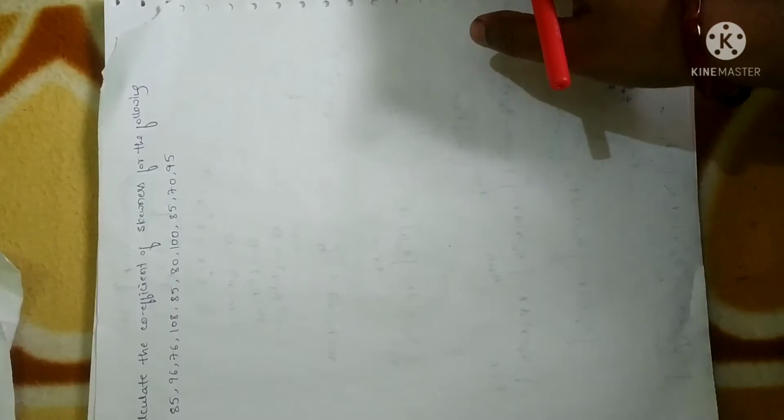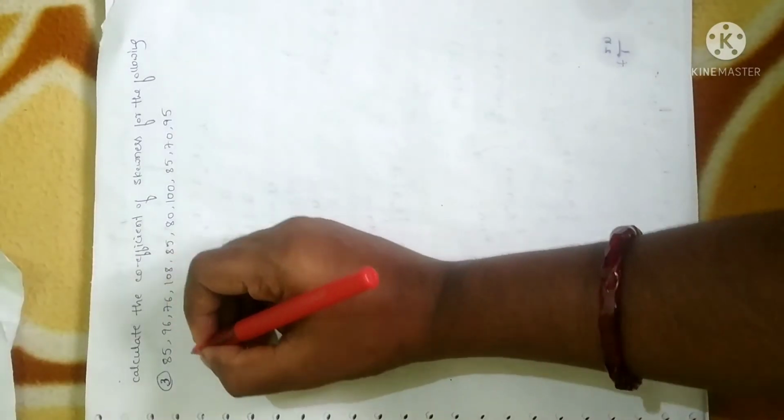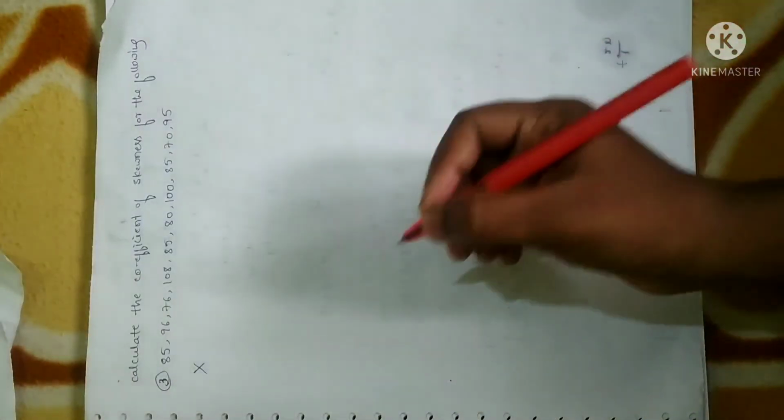So here is the problem. Again it is ungrouped data. Why? Because only x values are given. So as I said earlier, we have to calculate coefficient of skewness. For this, first we have to arrange the given data in an order. So let me arrange the given data.